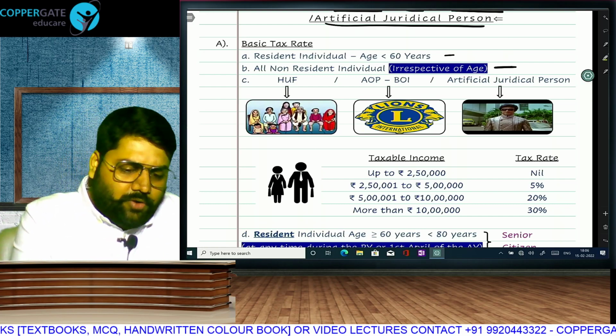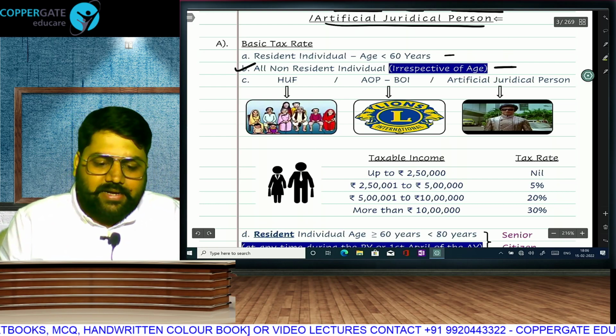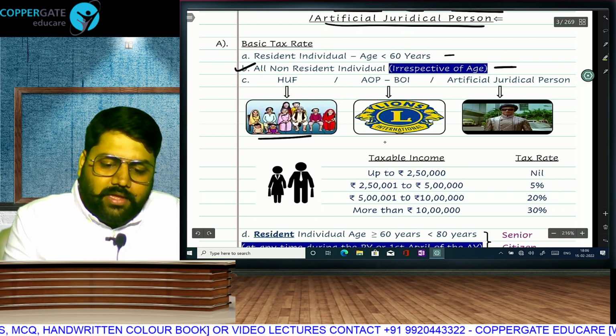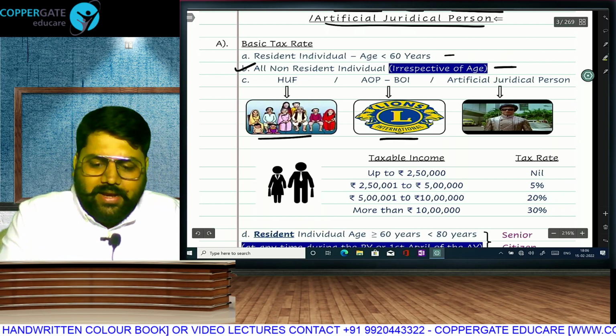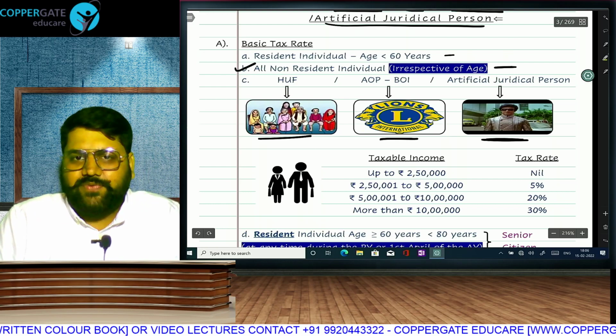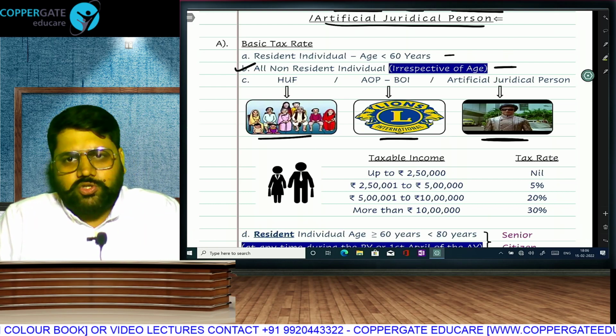So non-resident of any age will fall in this category, and HUF, AOP, BOI, Lions Club, for example, an artificial juridical person, a robot if he has earned income. This is also an example.